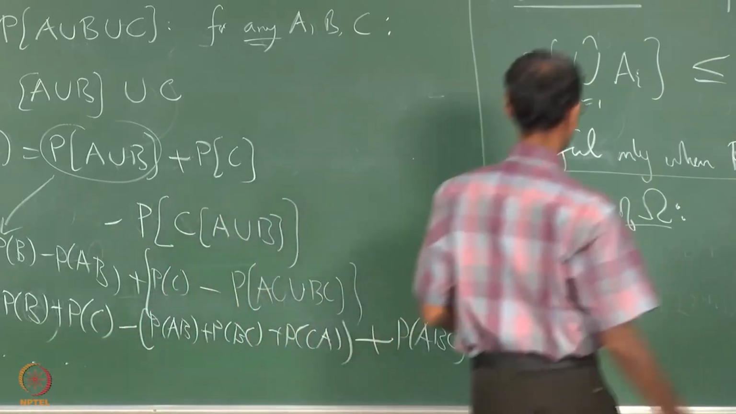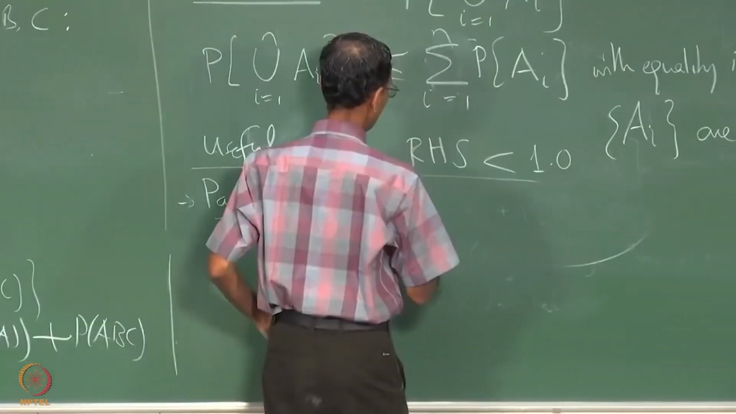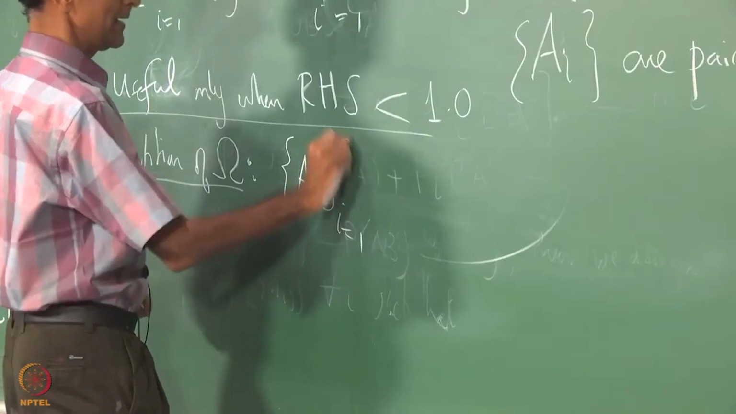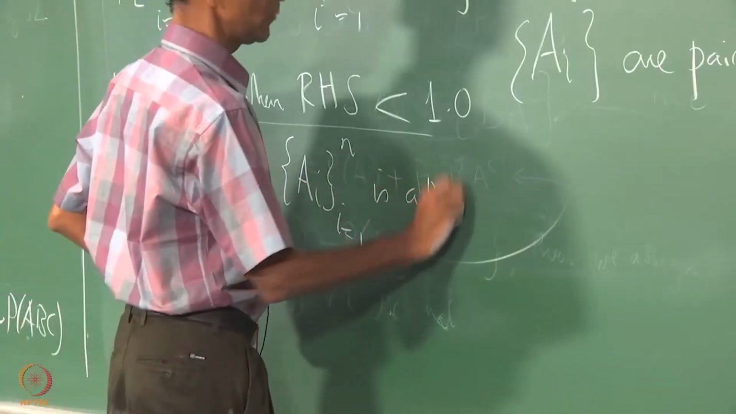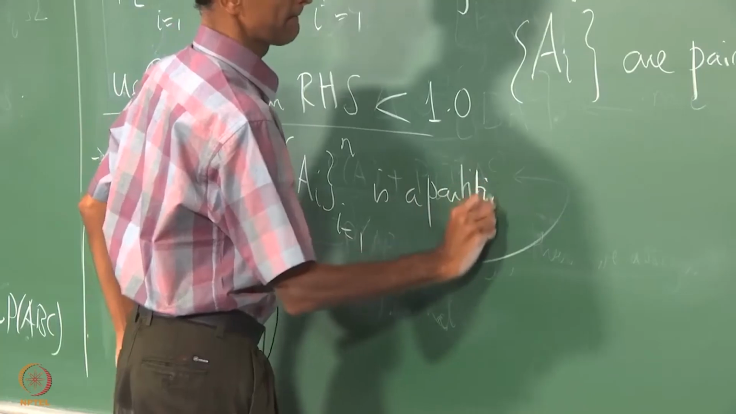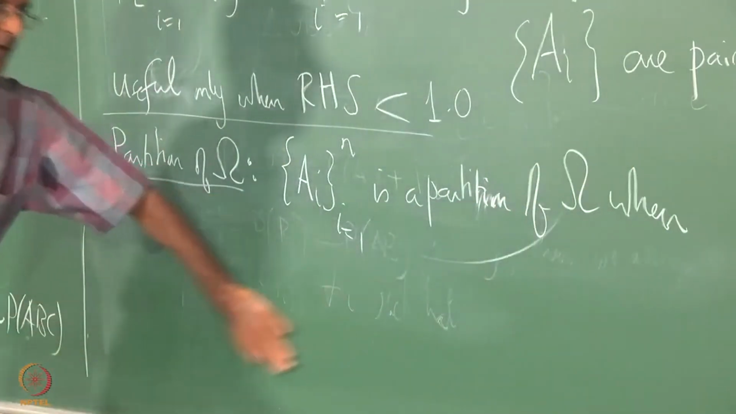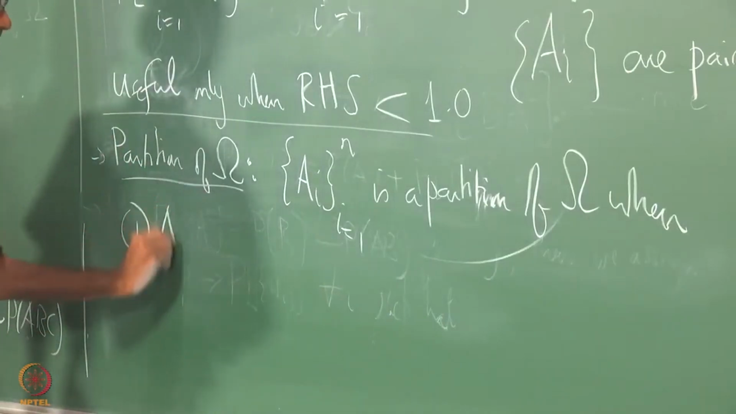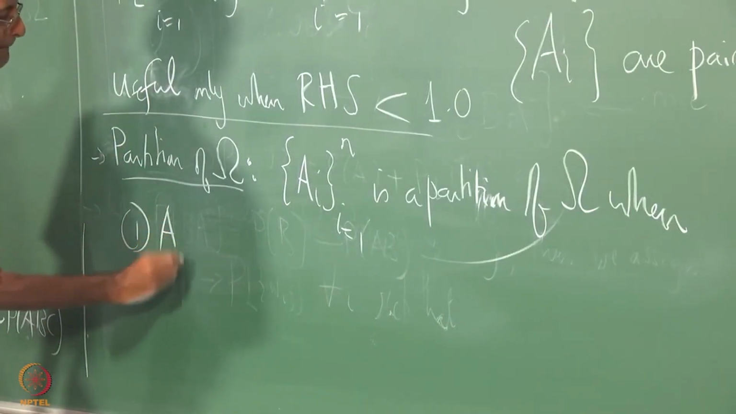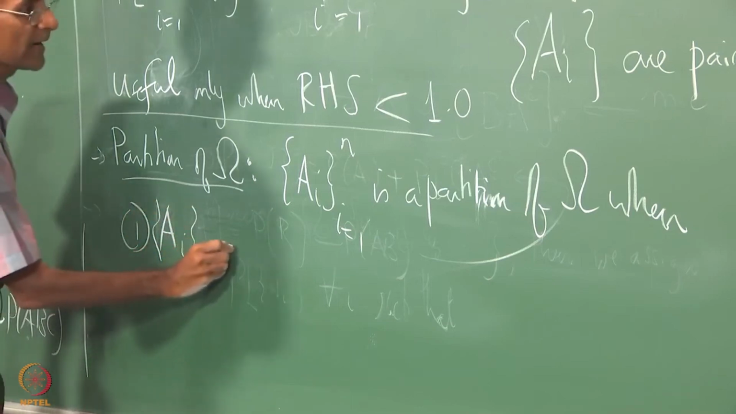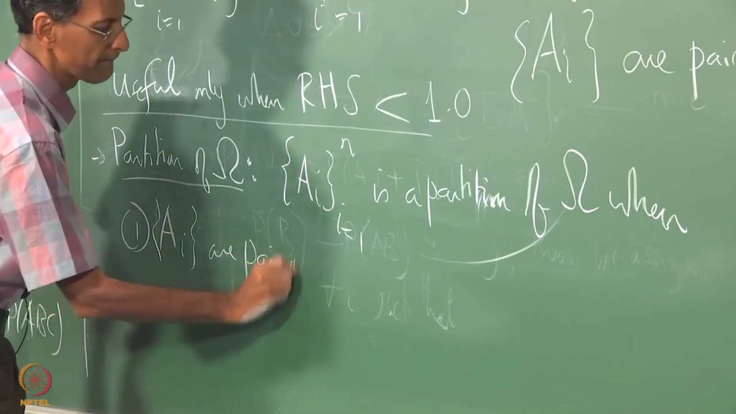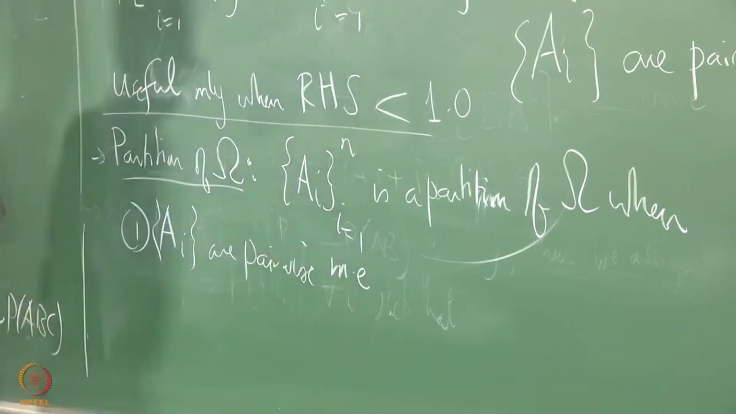So this Ai, let us say i equal to 1 to n, is a partition of omega when what? Two things have to hold. One, the Ai are pairwise exclusive. That is, any pair of events out of this collection have to be mutually exclusive.